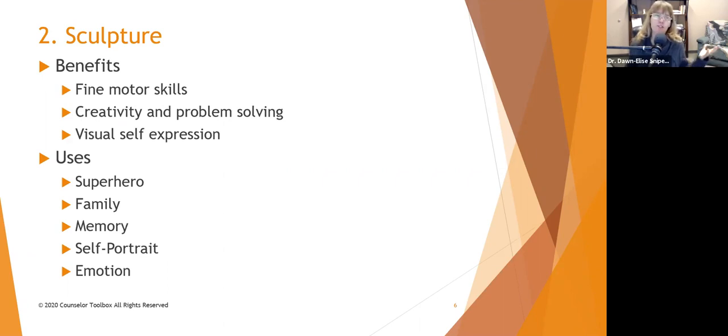Self-portrait sculptures are always a favorite because you learn a lot about people by what materials they choose to use, again, and how they choose to do it. And you can even have them sculpt an emotion. I want you guys to do a sculpture that represents anger. What does that look like?